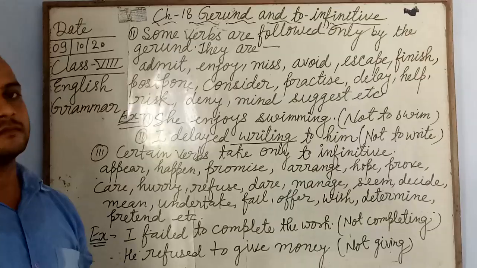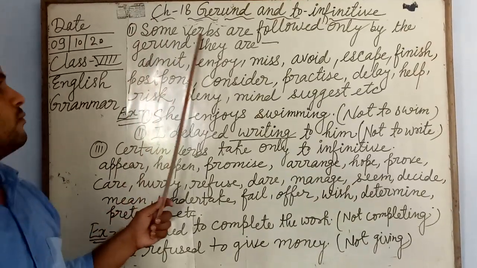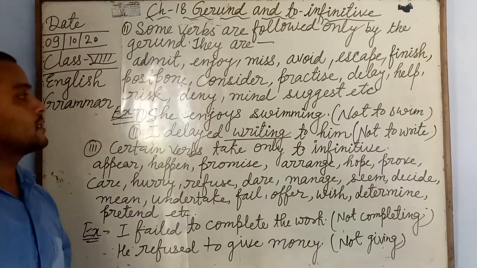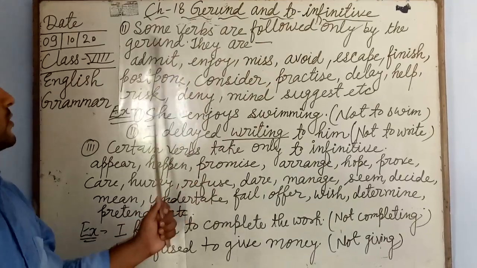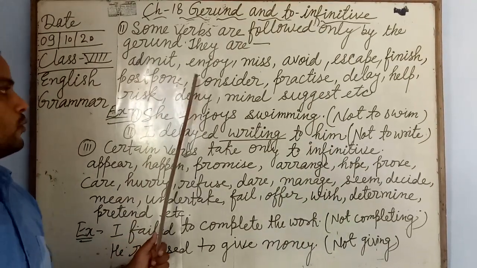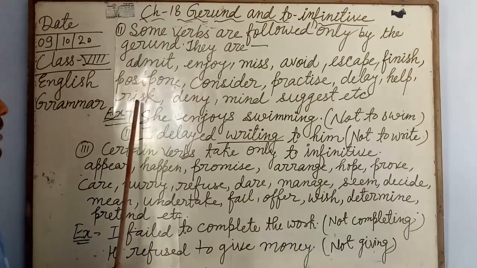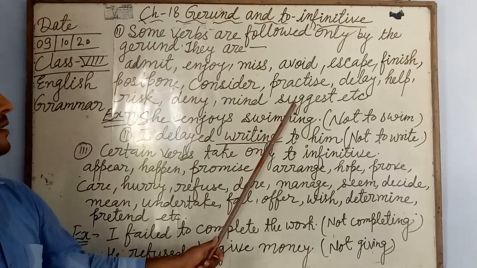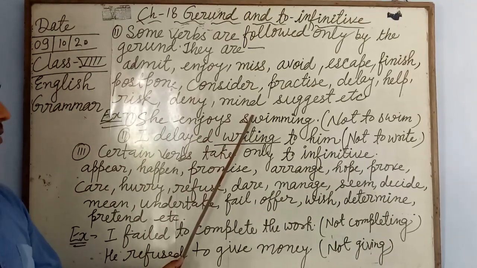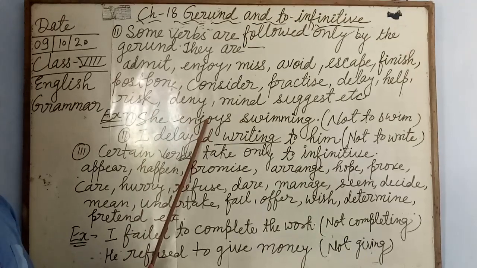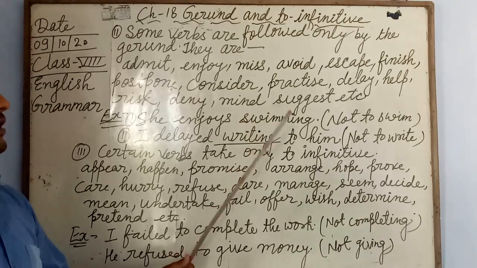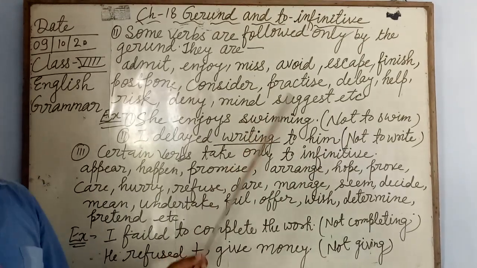Okay, now see the second point. Some verbs are followed only by the gerund. These are certain verbs and they are only followed by gerund. Admit, enjoy, miss, avoid, skip, finish, postpone, consider, practice, delay, help, risk, deny, mind, suggest, etc. See the example. She enjoys swimming. After enjoy, we will only use gerund, swimming, not to swim. Here, to swim will be incorrect.